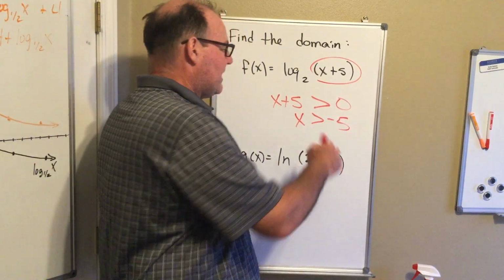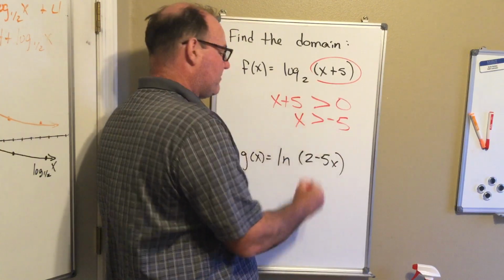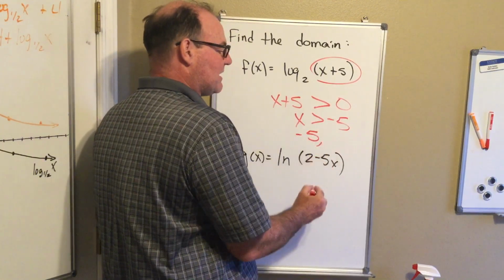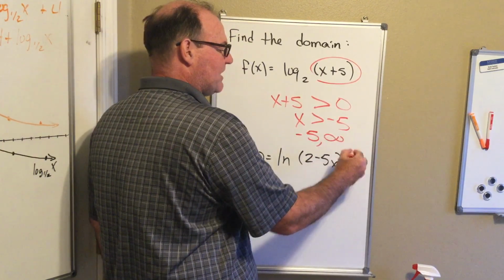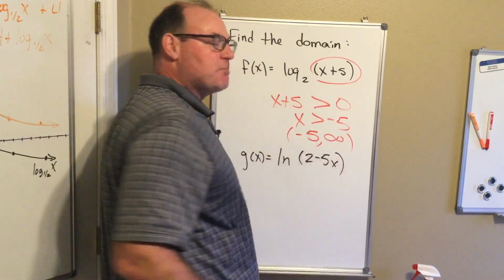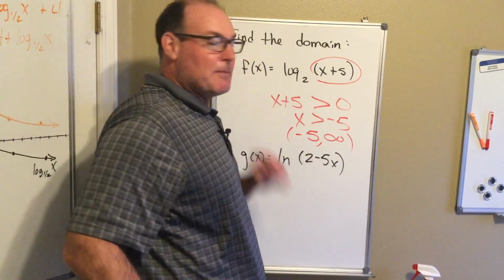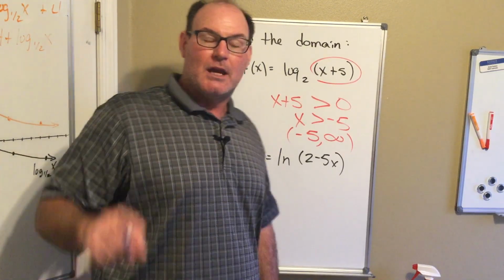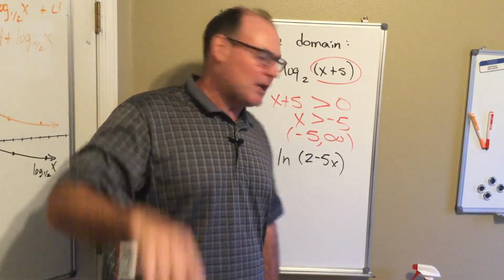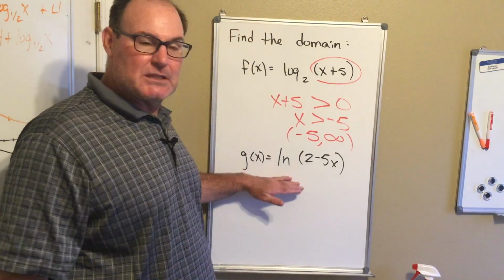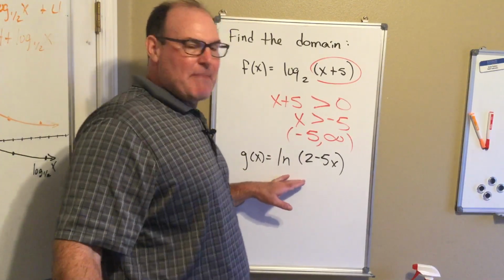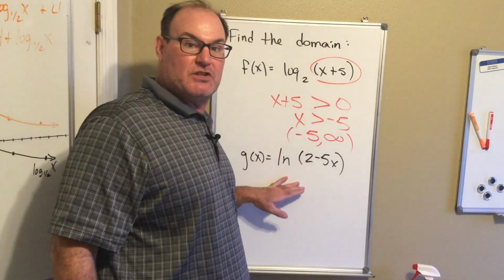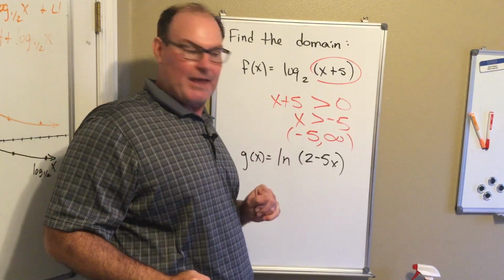Interval notation: if all of my values are bigger than negative 5, that means negative 5 is the lower limit, infinity is the upper limit, and we'll use parentheses on both sides because I'm not interested in the point of equality. So just take a moment, pause your video, and find the domain of this logarithm. It's a natural logarithm. The base doesn't matter in this particular discussion. You always do the same thing.